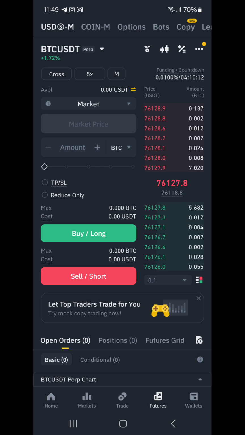Now, let's look at the USD-S-M, what it means. We are going to look at it from three key points. We will talk about collateral, we'll talk about profit and loss calculation, and then we'll talk about it from a contracts perspective. So under each of these two, we will tackle three key points: collateral, profit and loss calculation, and then contracts.